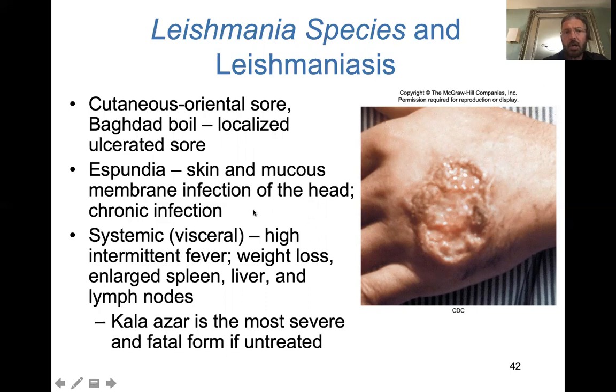And there's others, such as a skin or mucous membrane infection of the head, or chronic infection. What we really don't want is, if we can catch it in time, we have a possibility of getting it. It's when it starts spreading or is untreated, right? Systemic. So once it gets into the systemic system and starts changing things, we have high intermittent fever, weight loss, enlarged spleen, liver, and lymph nodes as these things start jamming up anything that's dealing with the blood.